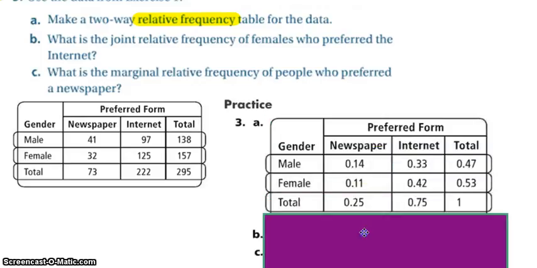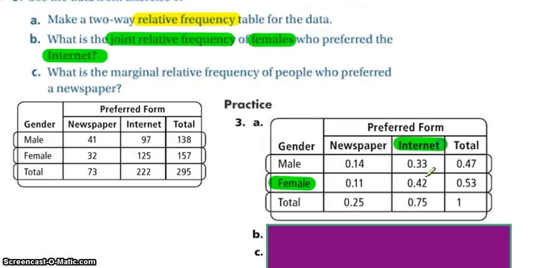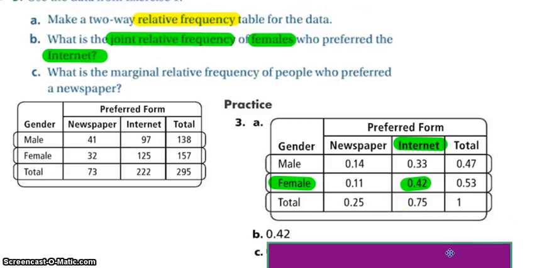So when I find the relative frequencies for each of them, of course that 295 has a relative frequency of 1. All the other values, I almost say percent values because they're the decimal form of the percent, you can see there. So then if we look for the joint relative frequency of females who preferred the internet, you'd look for females who preferred the internet, and that would take you to 0.42. We see our answer right there.